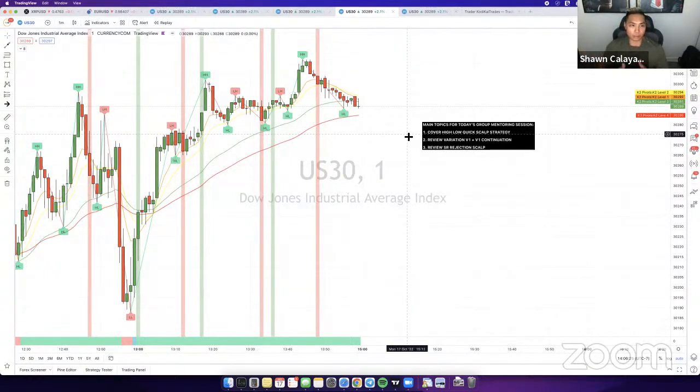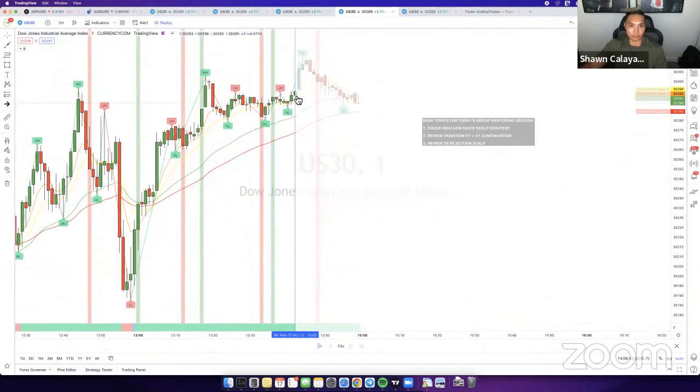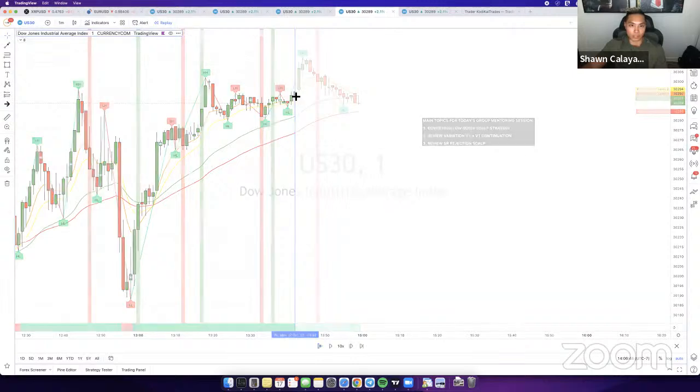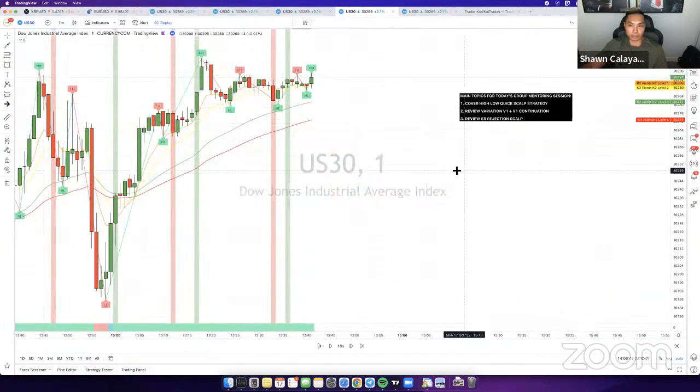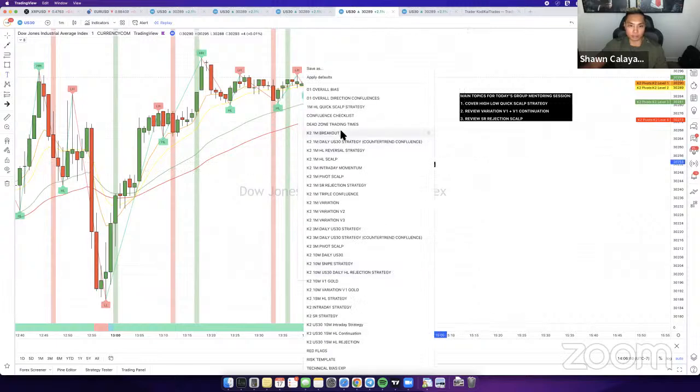It's also hard to test when it's not real time, because you can't see when the wick actually starts. So we're just going to have to assume that the wick would start at this point here. And I'm just going to go back to this candle here, because this is the first example that we can cover. So I will put the requirements over here for the high-low quick scalp.